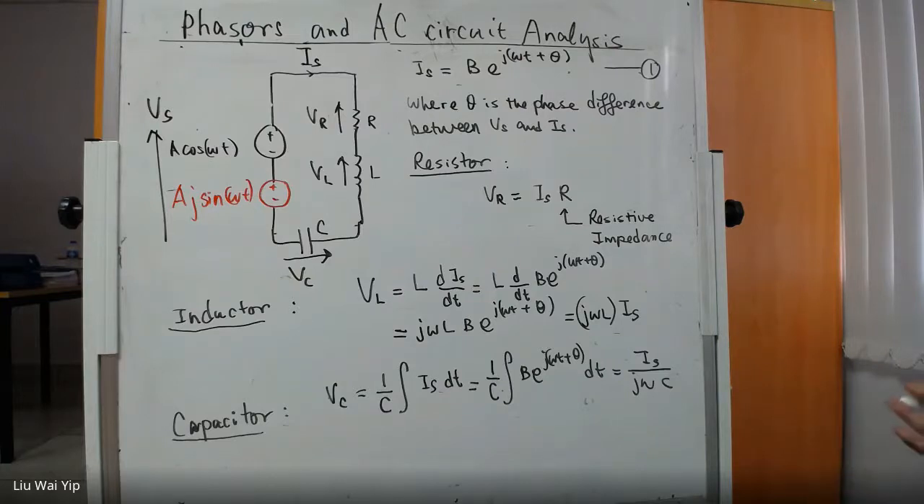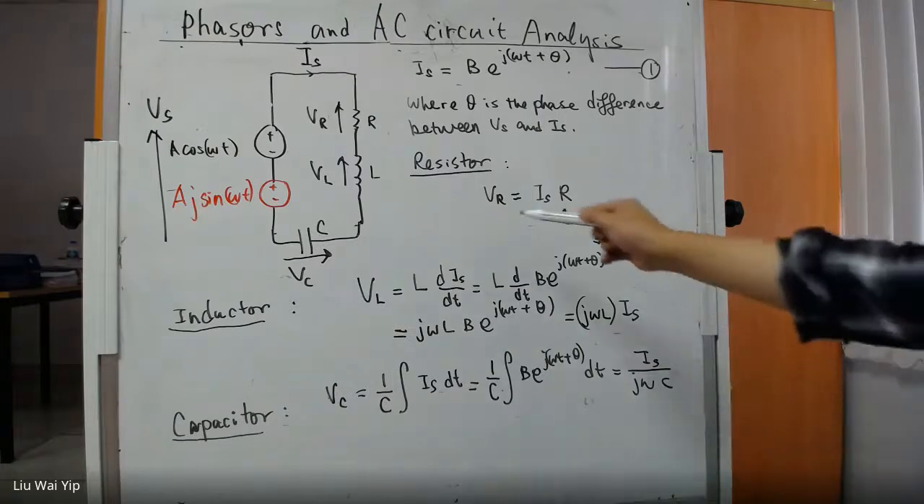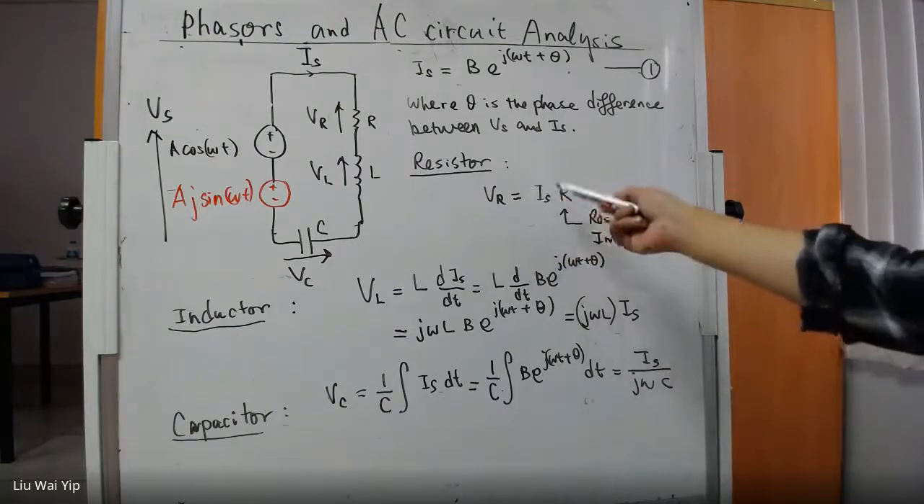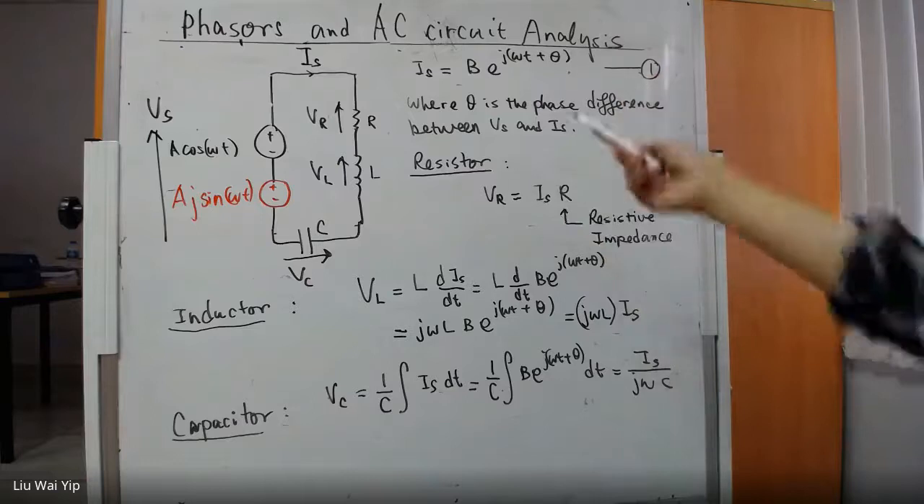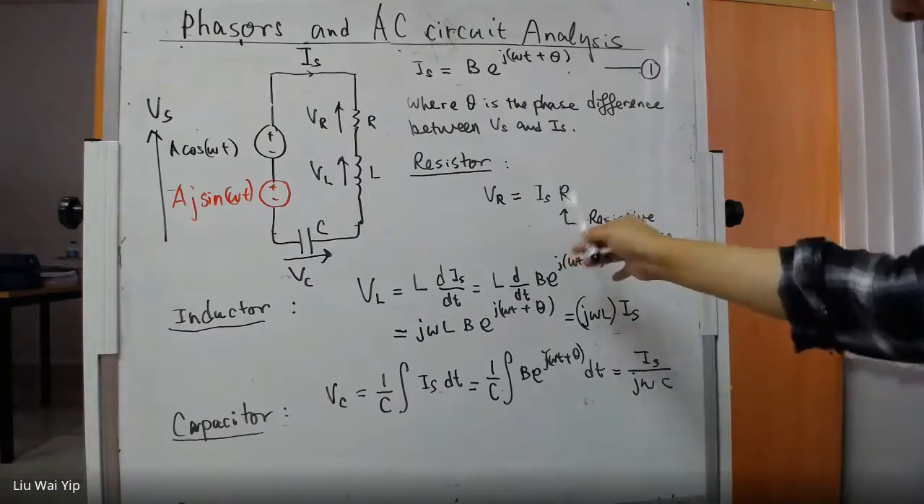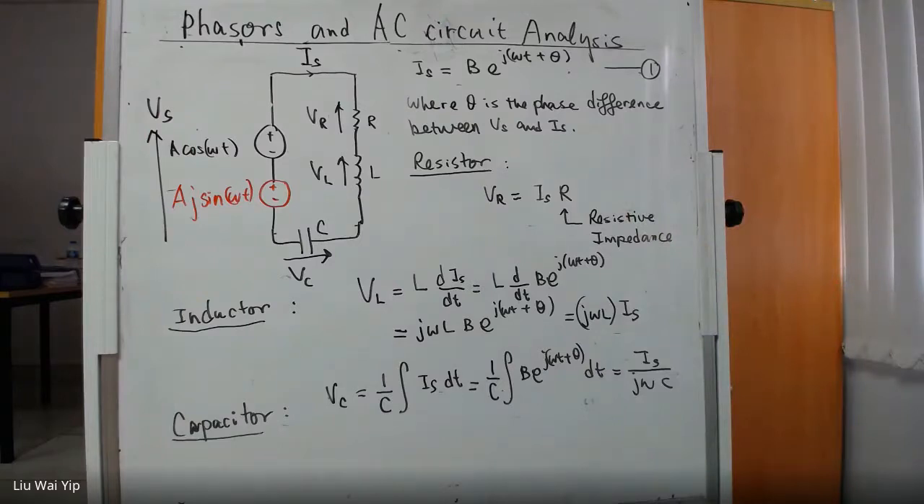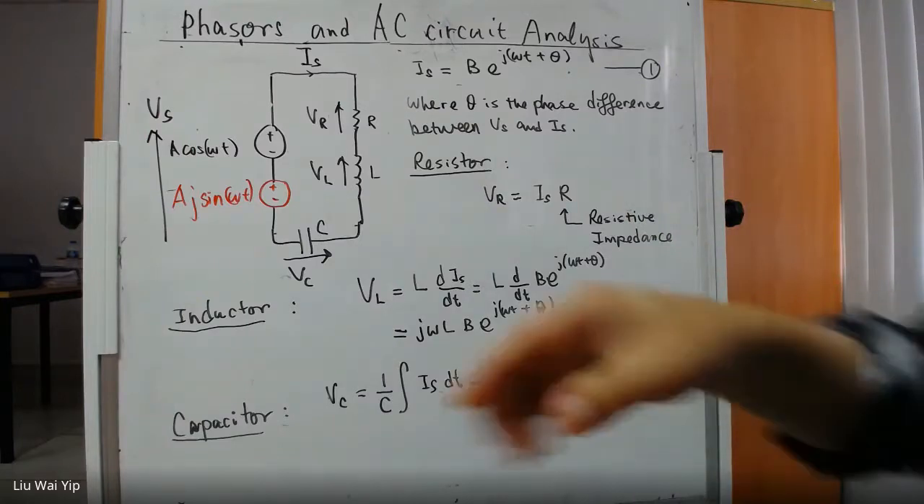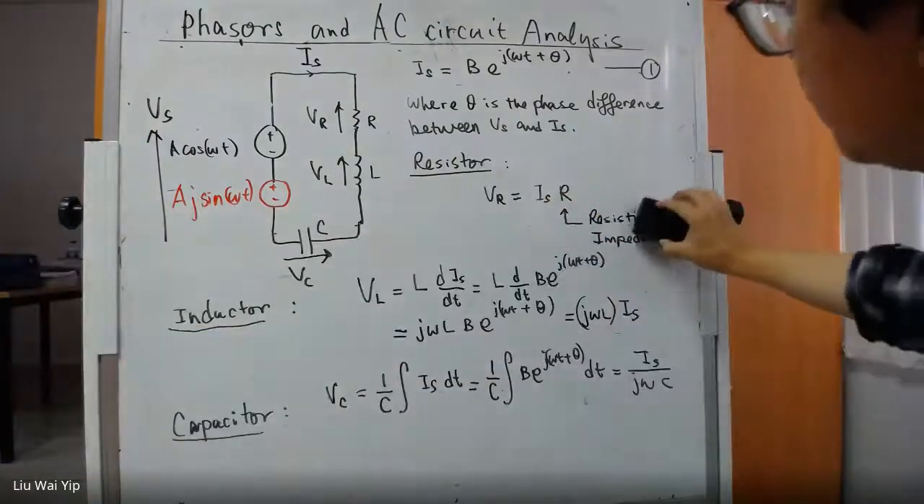So now it's fair for us to summarize what we have learned. We have learned the resistor, and we know the voltage across the resistor is given by Is times the resistive impedance. So this is the number one point we have learned.